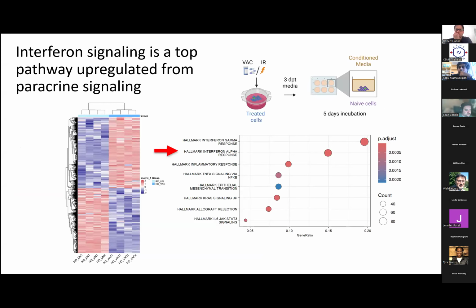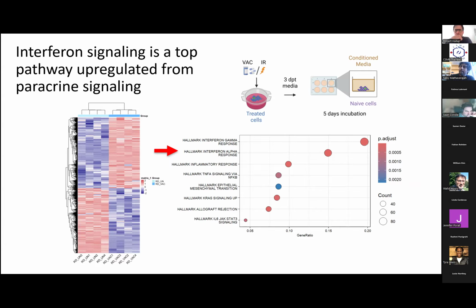And so we were, of course, curious about what's actually going on in the media that's causing this. So similar experiment, we took conditioned media from treated cells, and we put it on naive cells, and then we did RNA sequencing after 5 days. And what we saw was very striking. We saw that interferon was really upregulated, which was a bit of a surprise, but then we compared it to our patient data sets before and after therapy, and we also saw interferon upregulated there.